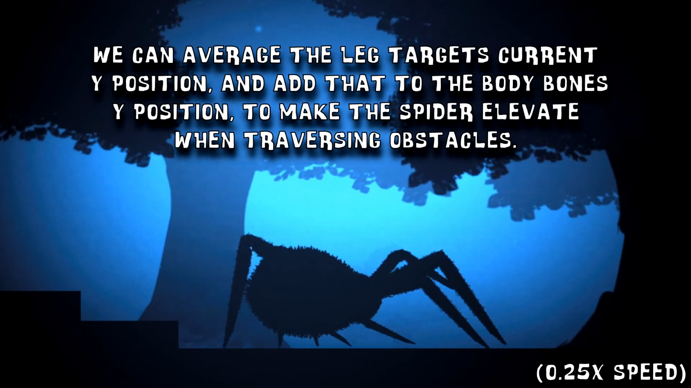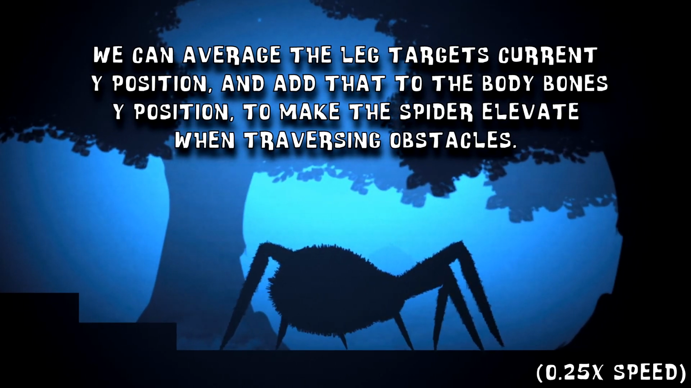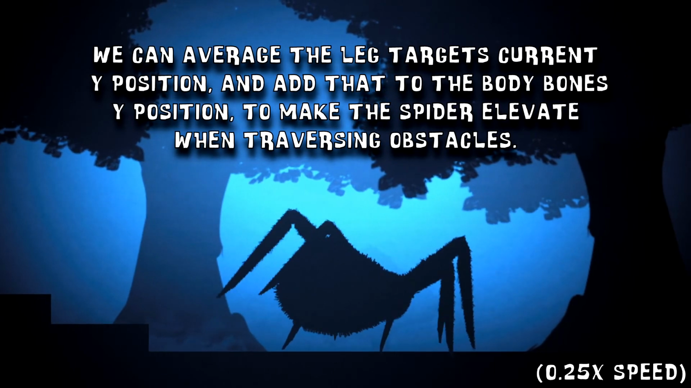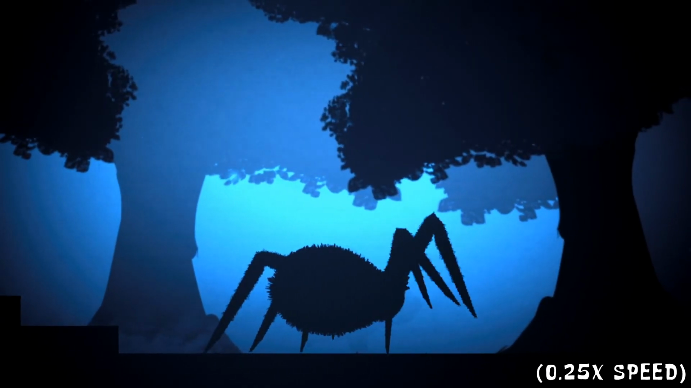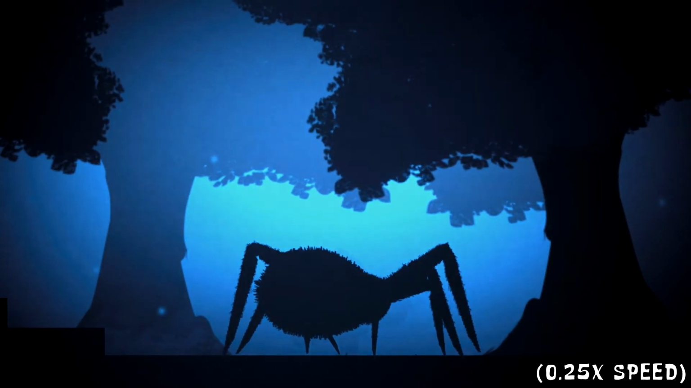We can also go a step further and add a script on the body, average the heights of each limb solver target, and change the body's Y height to compensate. Okay, I said I'd keep it short, so let's move on from the code and back to the cool stuff.